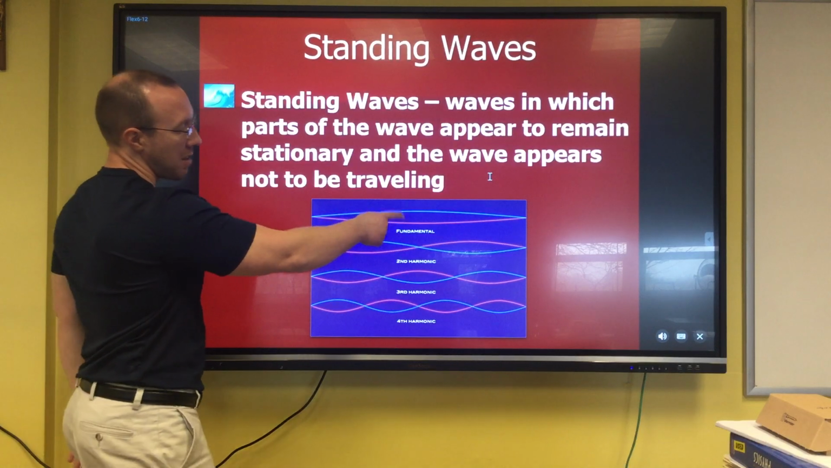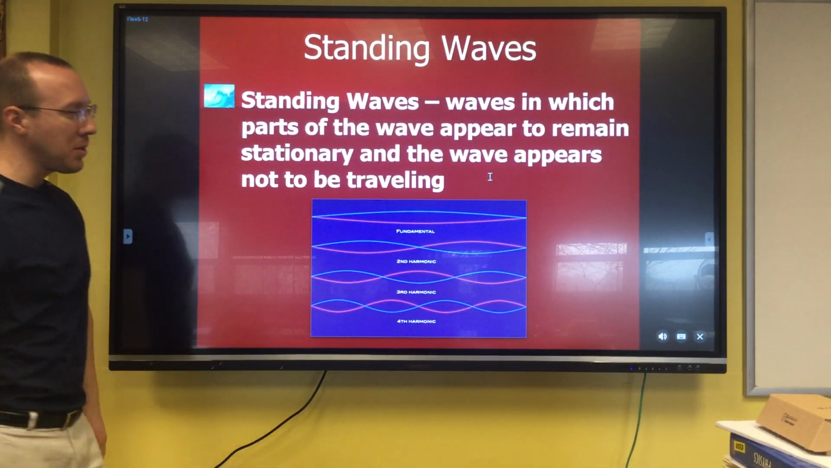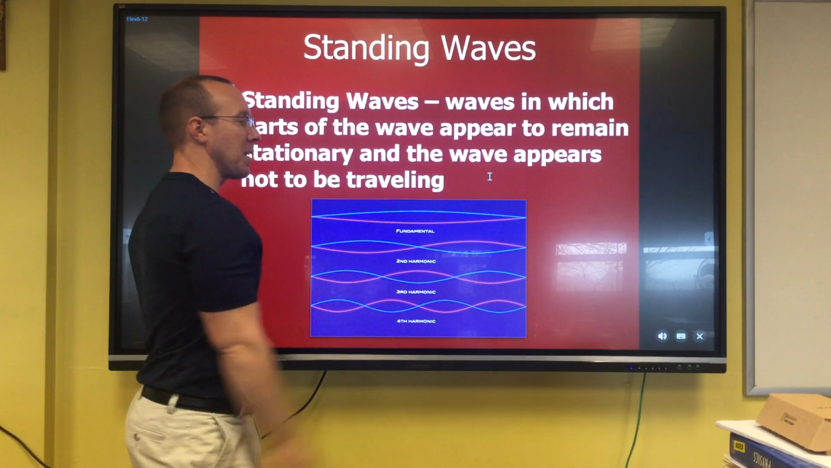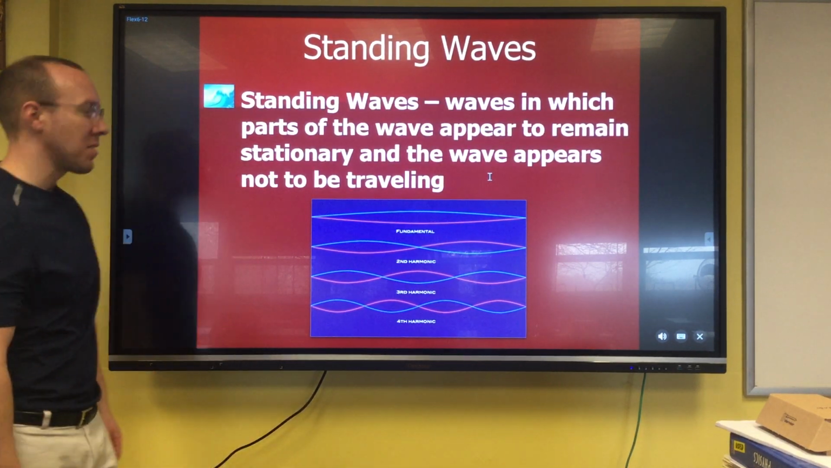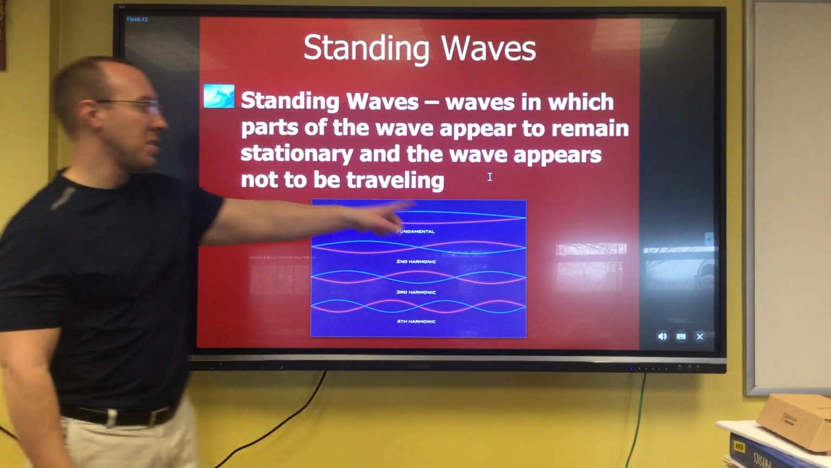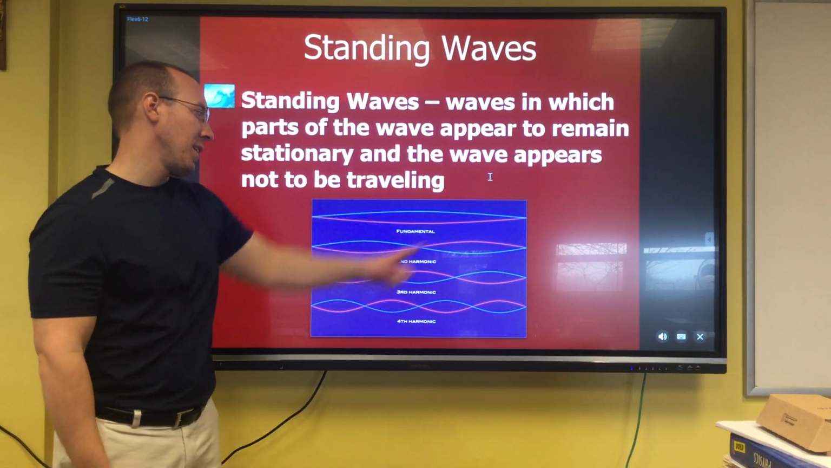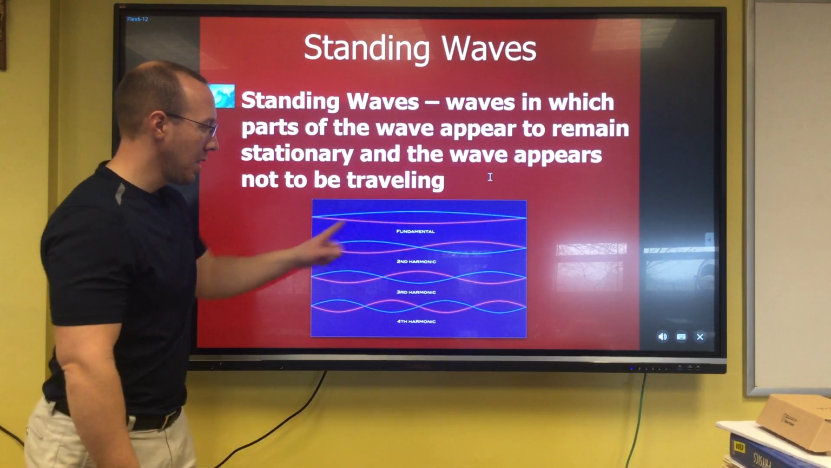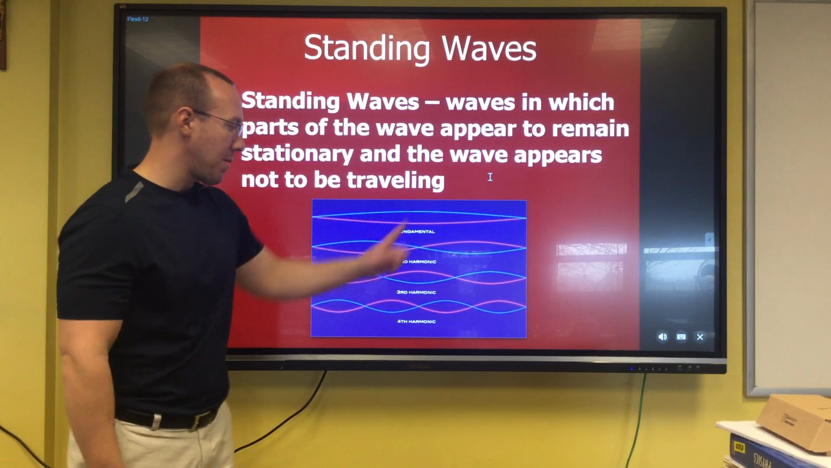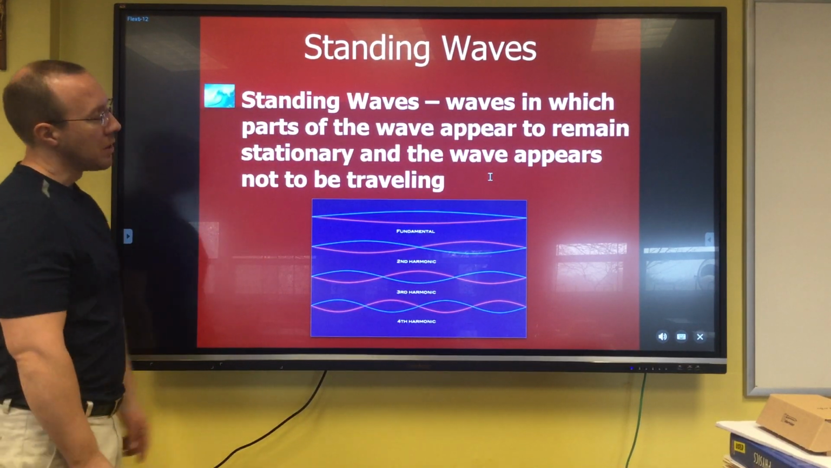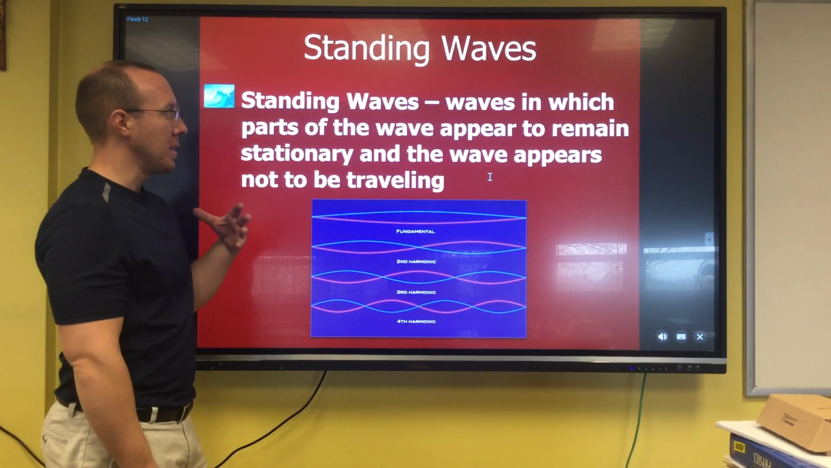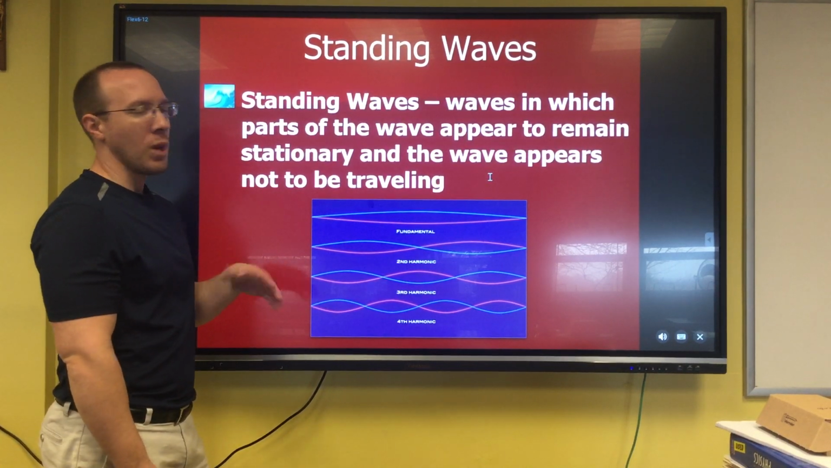And so the points that are moving the most are called antinodes, and the points that look like they're not moving are called nodes, N-O-D-E-S. So you notice that this is one half of a wavelength, this is one wavelength, 3 halves or 1 1/2, and then this is 2 wavelengths. So standing waves occur at every 1/2 wavelength.